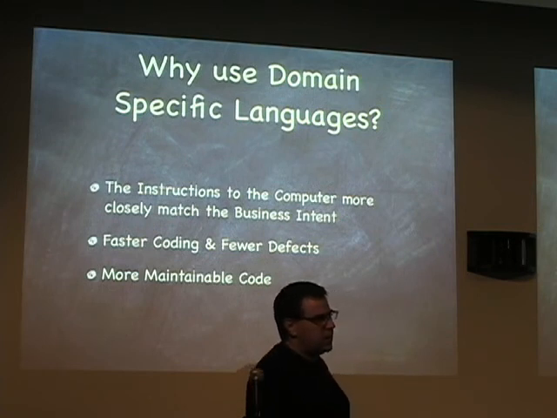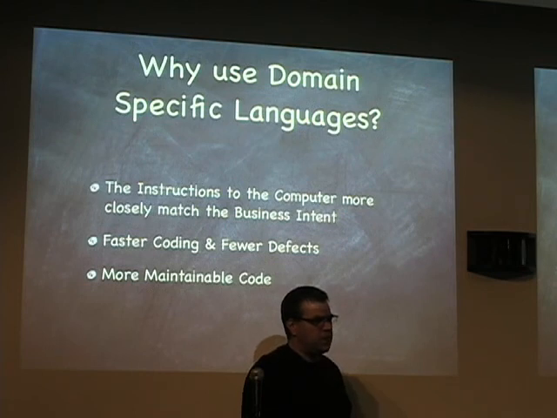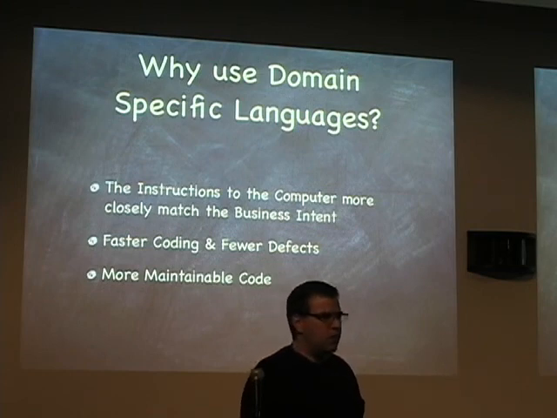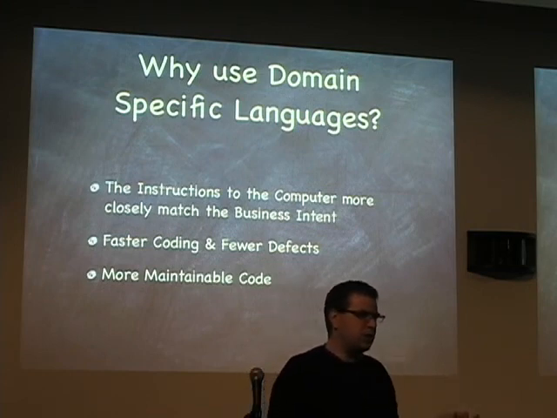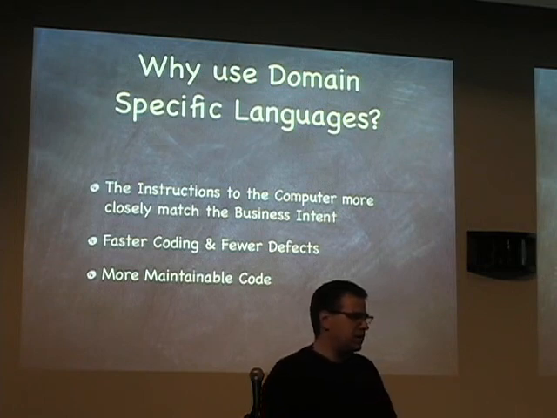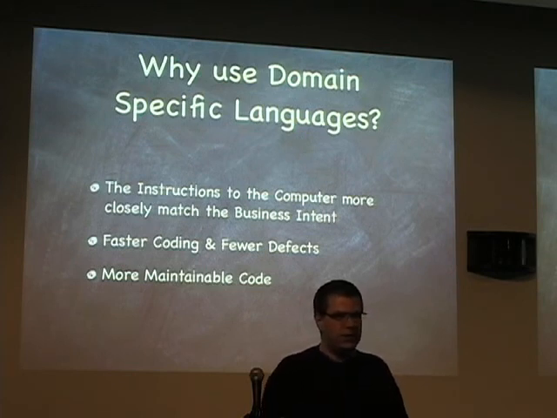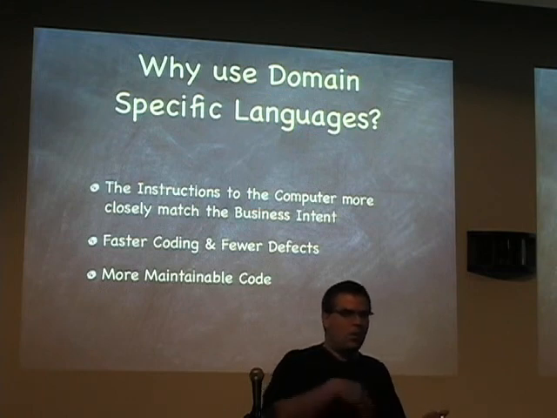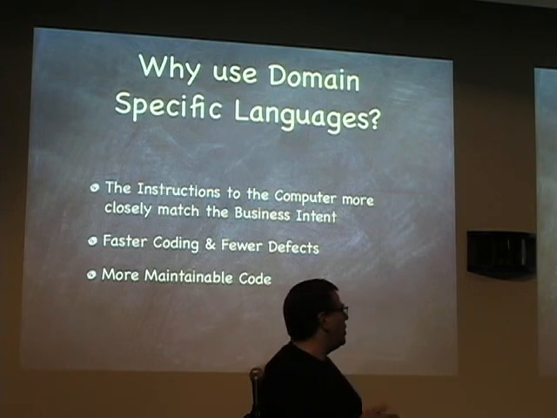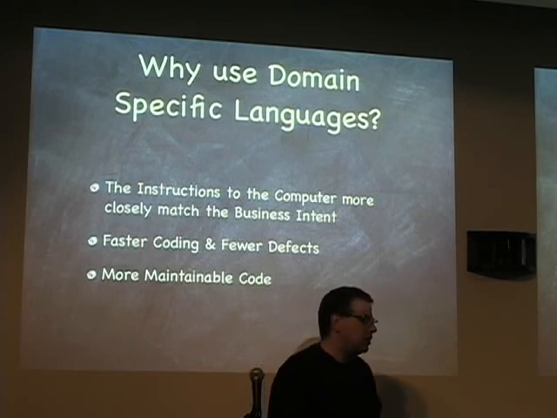So if you have DSLs, you have faster coding and fewer defects because the stuff is closer to what the business user wanted. It's also, quite frankly, more agile because you can do iterations much more quickly. You don't have to go off for 6 months and build a complex system. You already have a lot of the underlying pieces because you've listened to your users and you've understood what their semantics are. And finally, you have more maintainable code.